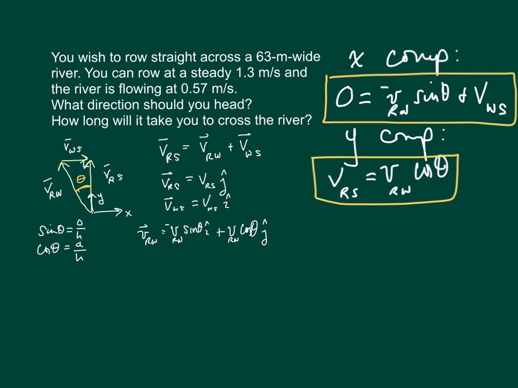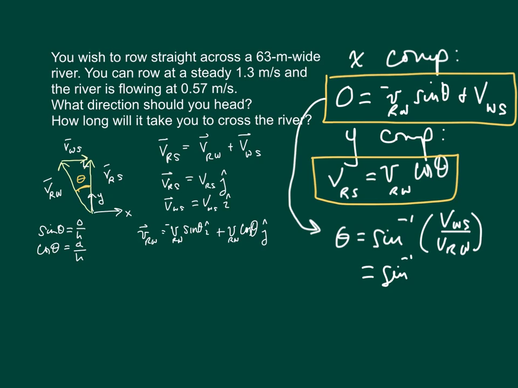So first, let's solve for the angle theta using our x component equation. So we'll write this down here. I can write theta is going to be equal to the inverse sine of this ratio of the velocity of the water with respect to the shore over the velocity of the rower with respect to the water. That's going to be equal to the inverse sine of our ratio of these two velocities.